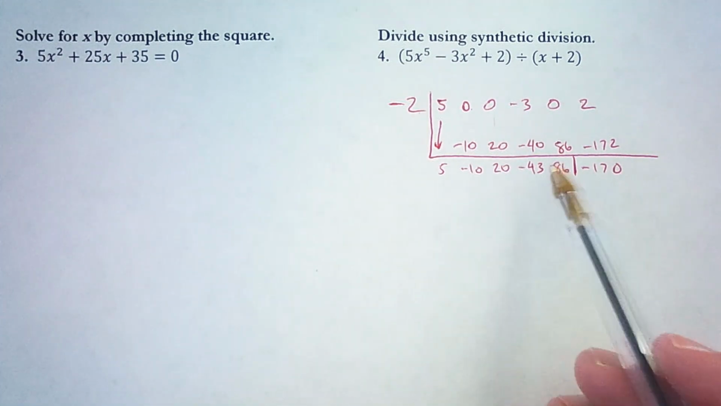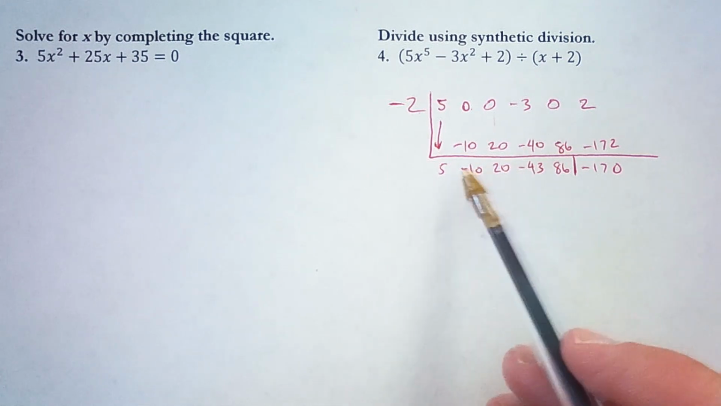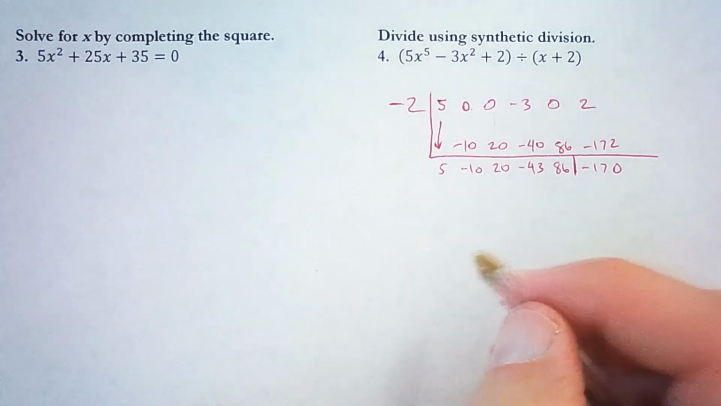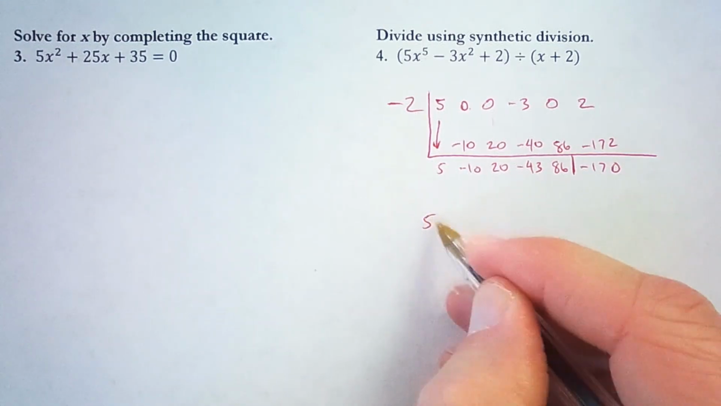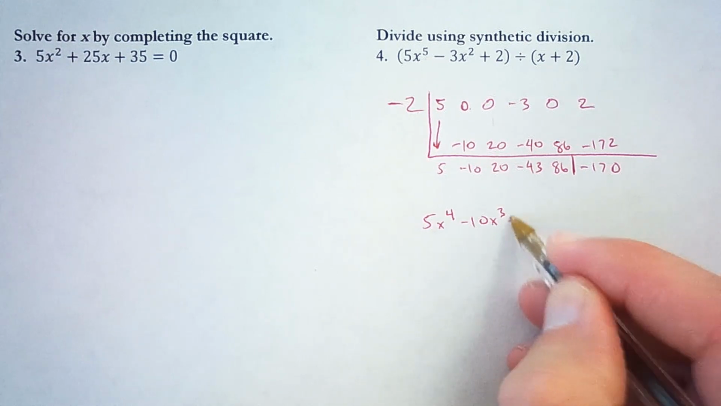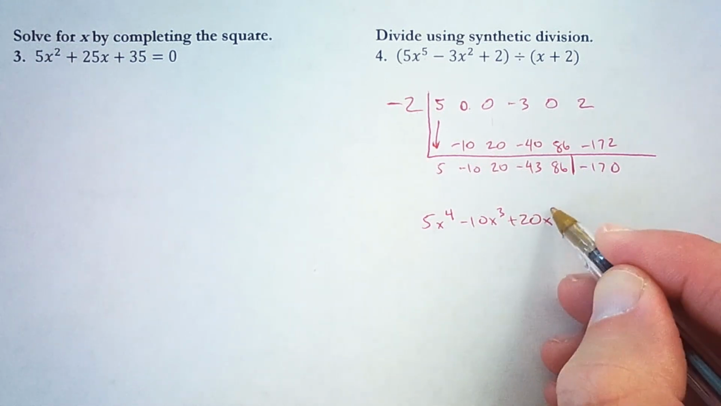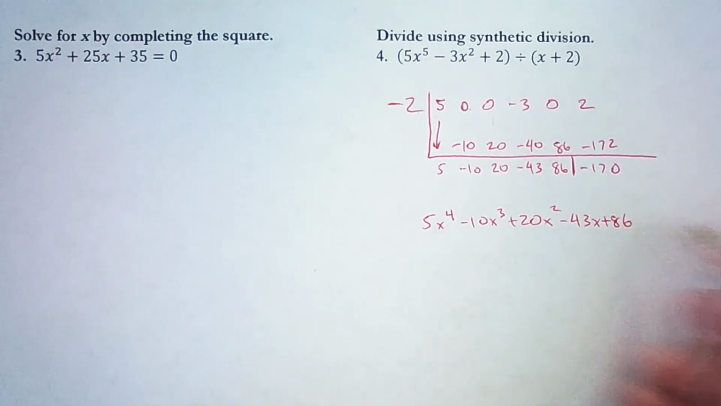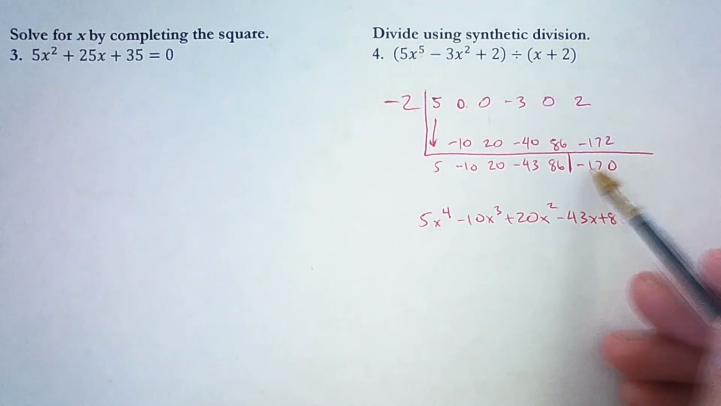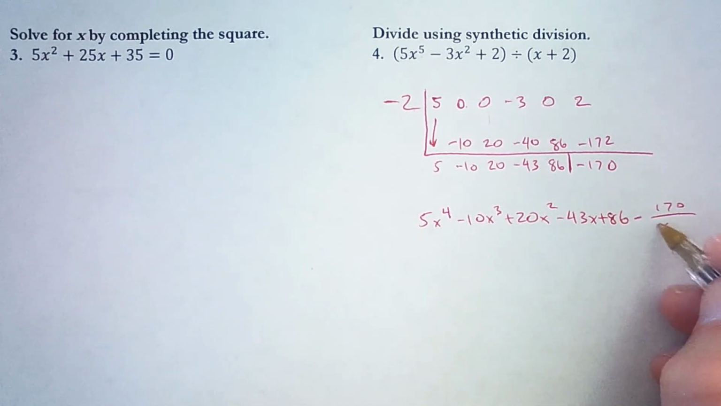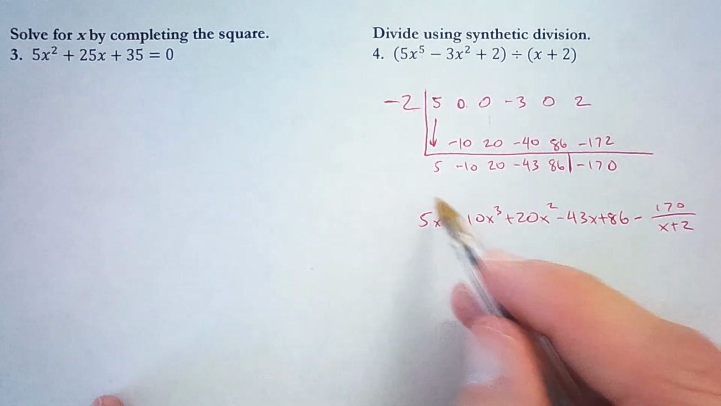Here's my constant term, then my first power, second power, third power, fourth power, which happens to be 1 less than this. It always will be. So I have 5x to the fourth minus 10x cubed plus 20x squared minus 43x plus 86. And then this is negative, so minus 170 over x plus 2.